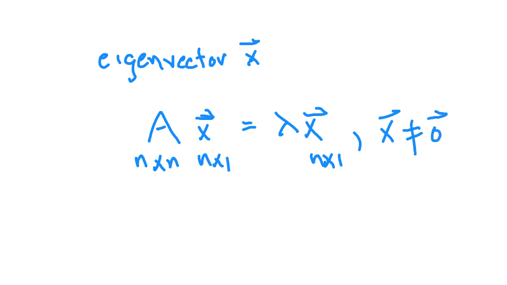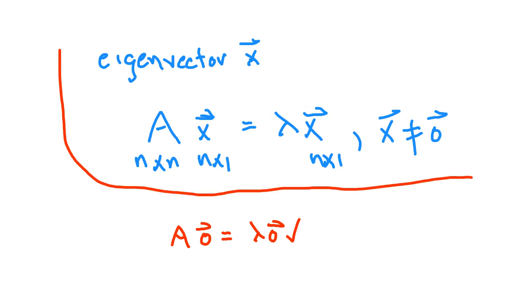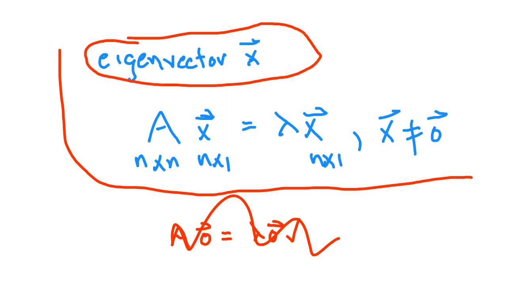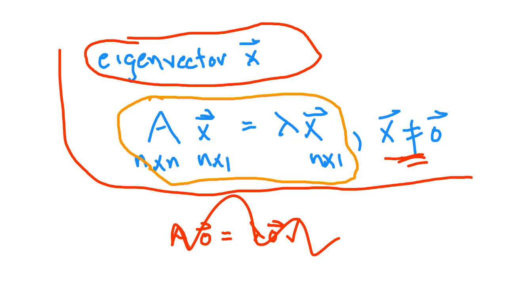Okay, the reason we do that is because, if you were to take A times the 0 vector, that would equal lambda times the 0 vector, right? So that's not a very interesting vector. The eigenvectors that we talk about are non-zero vectors, and they are solutions to this matrix equation.